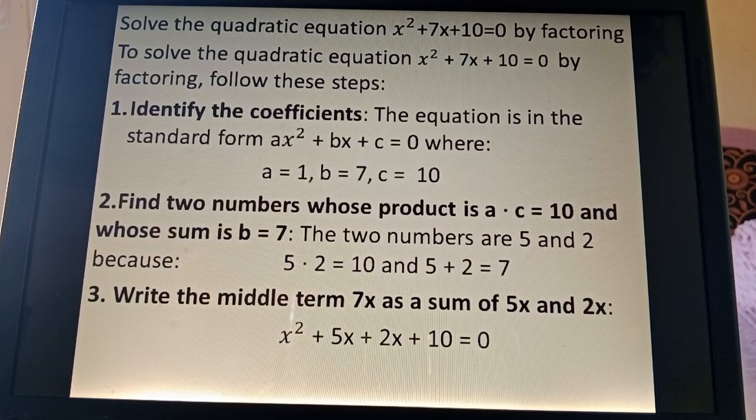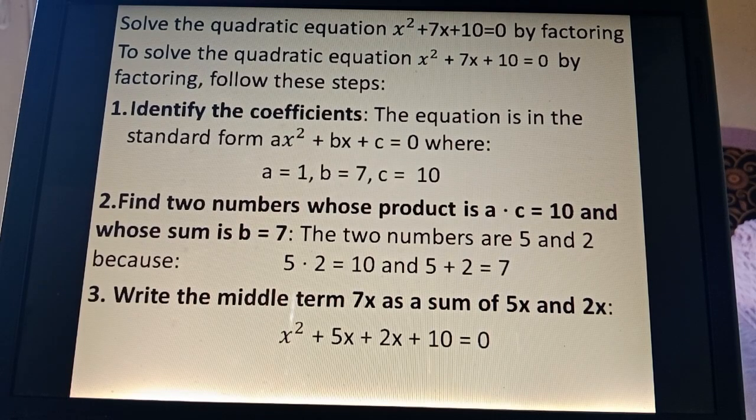Step 2. Find two numbers whose product is ac equals 10 and the sum is b equals 7. The two numbers are 5 and 2, because 5 times 2 is equal to 10 and 5 plus 2 is equal to 7.